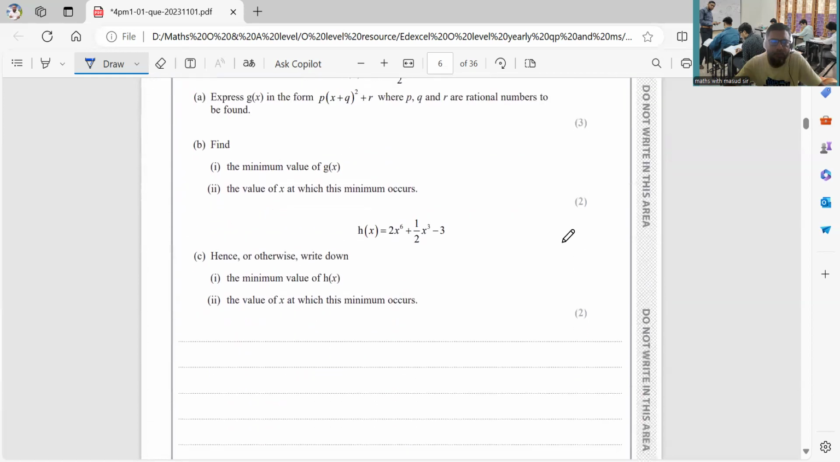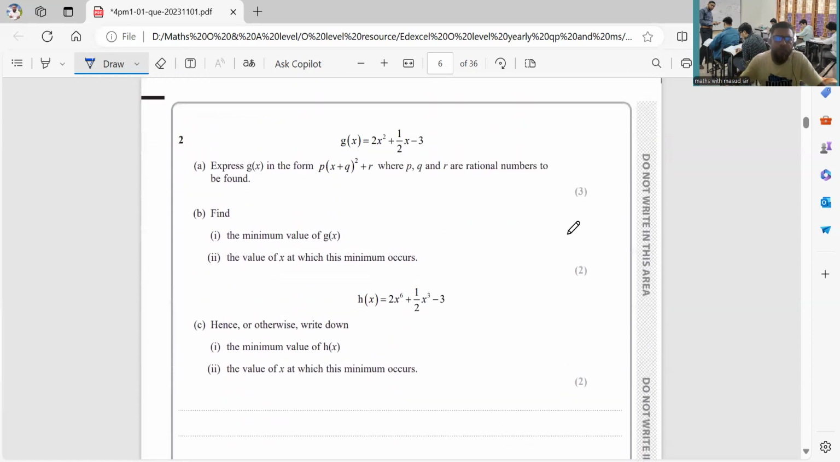So we are moving to the next question. Question number 2. So this chapter, this question number 2, is actually quadratic equations. This is the quadratic equation chapter, and it's a very important chapter you have.